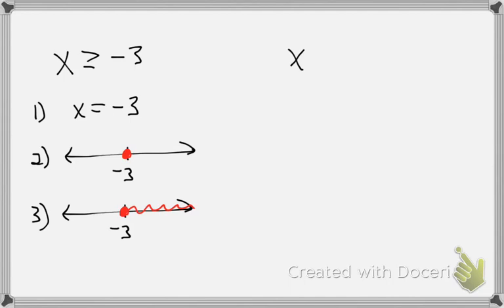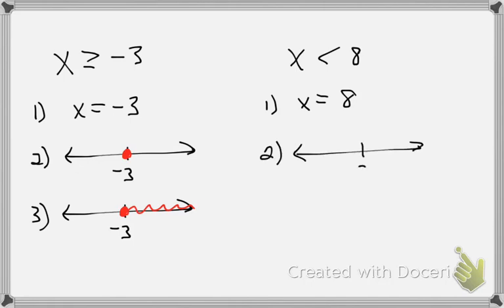What about x is less than 8? How did that work? You go to 8, and then we would put an open circle. And then we would shade to the less than side, which in this case was to the left.